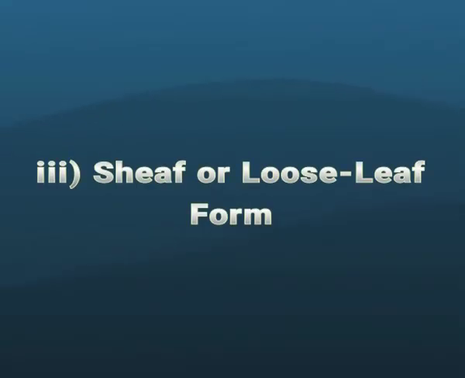Then comes the next form of catalog, which is known as sheaf or loose leaf form. Sheaf form of library catalog is also referred to as loose leaf form. A sheaf form of catalog is one in which slips of paper are put into a loose leaf binder and bound by some mechanical device into a volume.